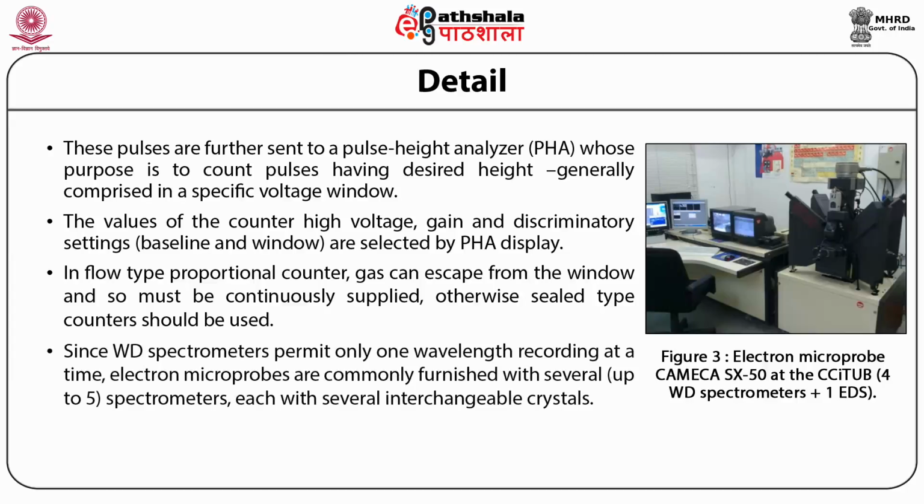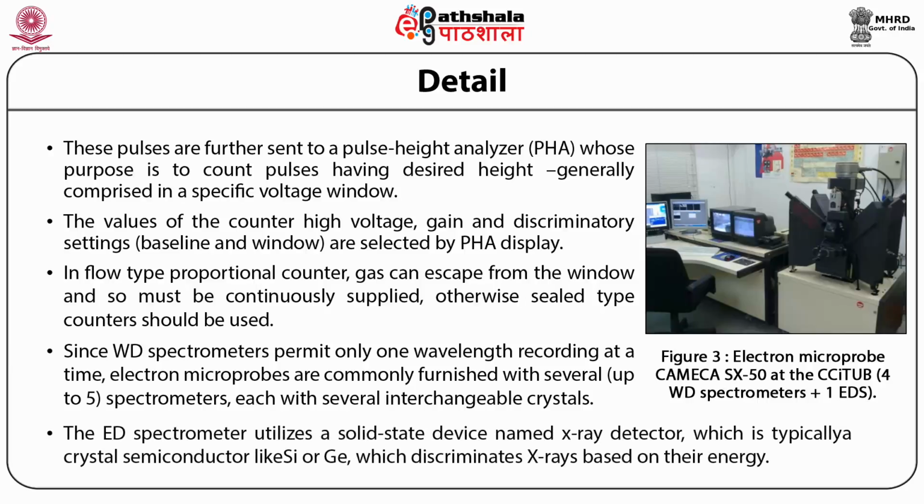Since WD spectrometers permit only one wavelength recording at a time, electron microscopes are commonly furnished with several, that is up to 5 spectrometers, which are shown in figure 3, each with several interchangeable crystals.